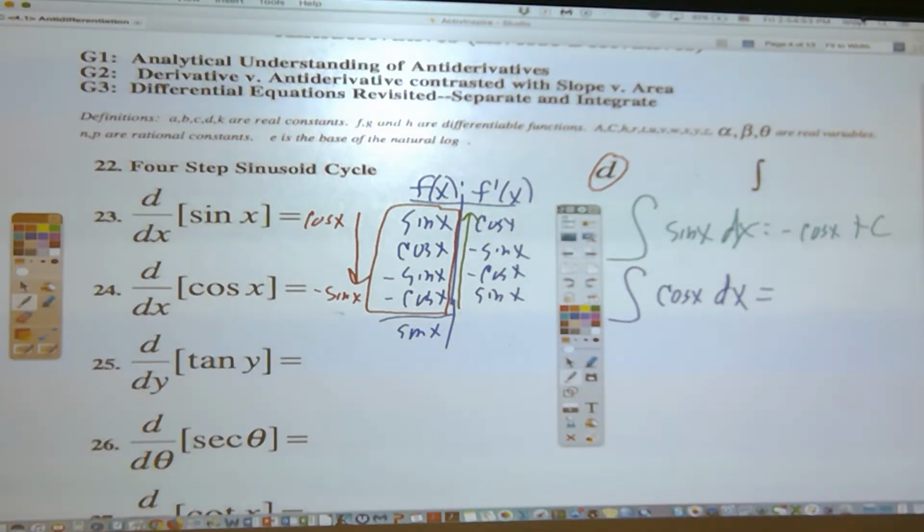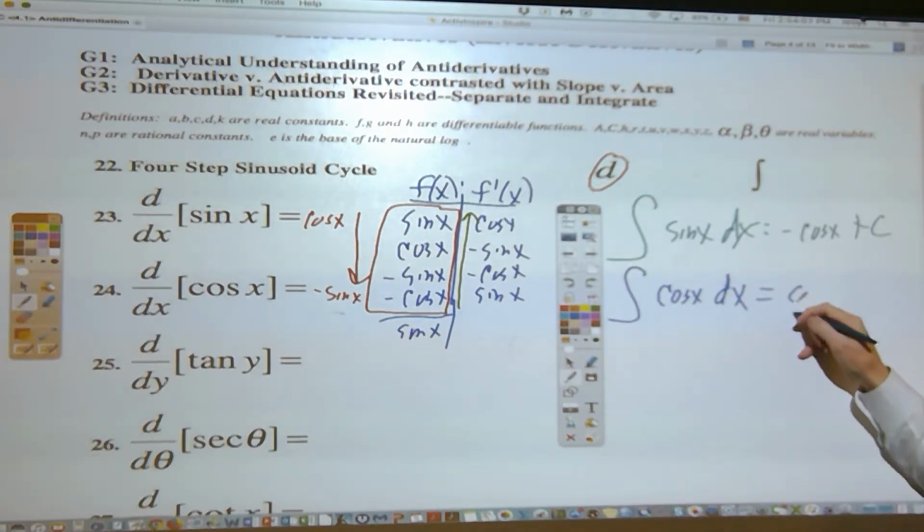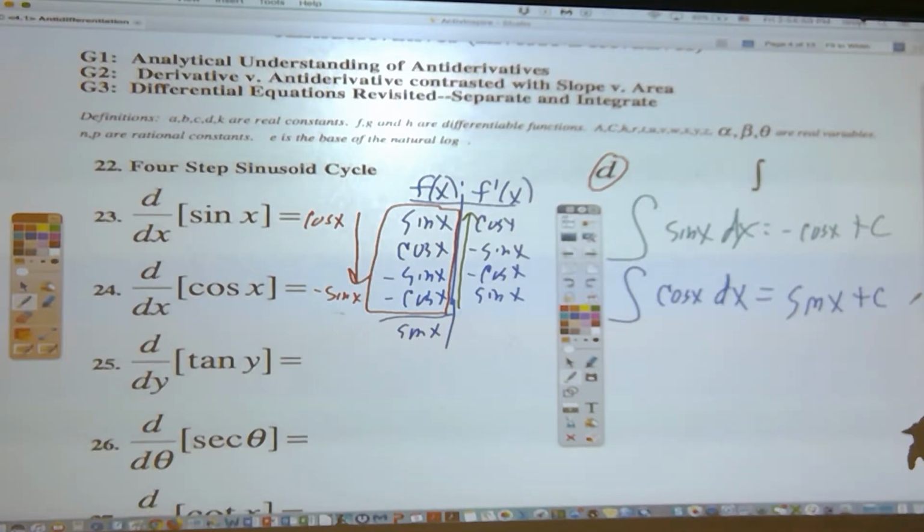Who thinks they've got the answer? I'll take a volunteer. Anyone think? Okay, all right, Mia, go ahead. Sin x plus c. Well done. Sin x plus c is the family of curves whose derivative is cosine x.